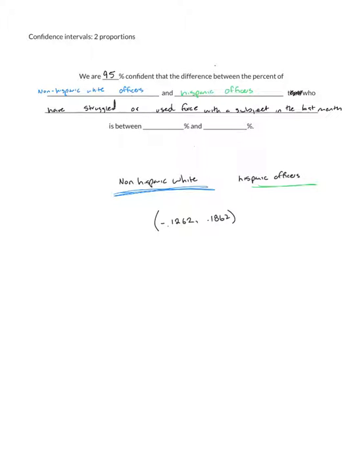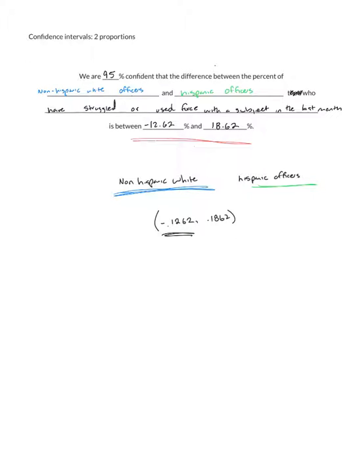is between, and I'm going to put my lower number first, and I'm going to keep that negative, negative 12.62% and 18.62%. So our statement says we are 95% confident that the difference between the percentage of non-Hispanic white officers and Hispanic officers who have struggled or used force with the subject in the last month is between negative 12% and 18%.